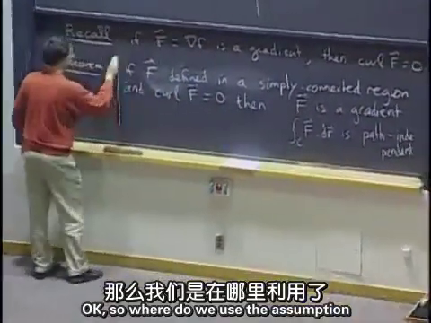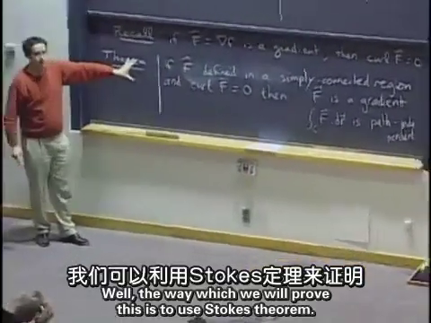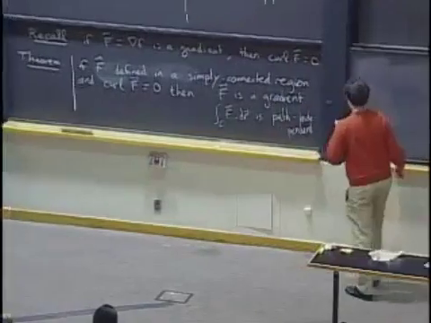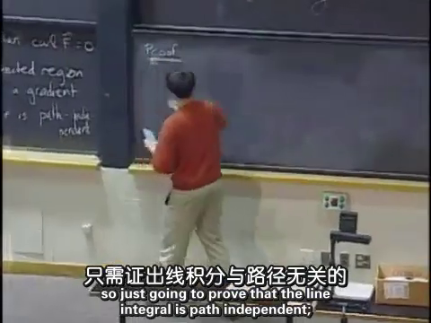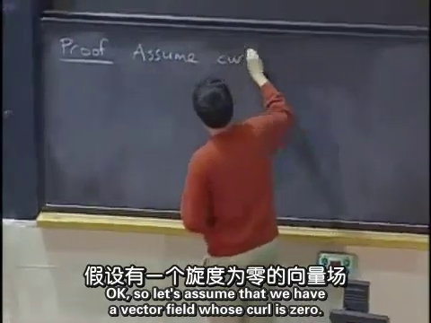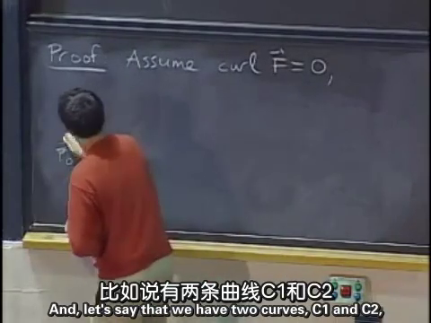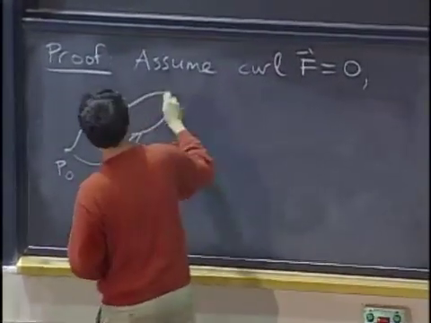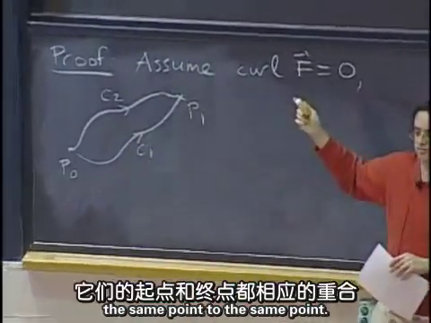Okay, so where do we use the assumption of being defined in a simply connected region? Well, the way in which we will prove this is to use Stokes' theorem. So for the proof, I'm just going to prove that the line integral is path independent. The others work the same way. So let's assume that we have a vector field whose curl is 0, and let's say that we have two curves, C1 and C2, that go from some point P0 to some point P1, the same point to the same point.